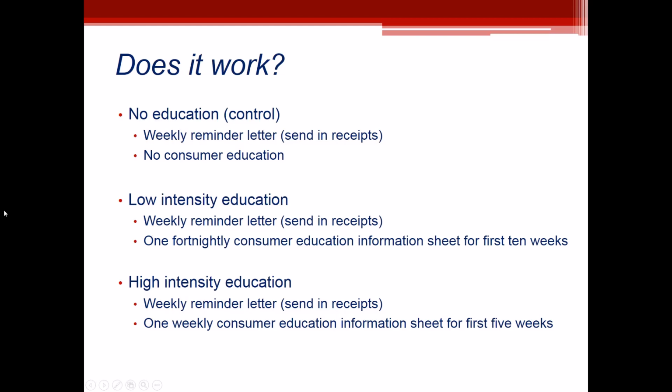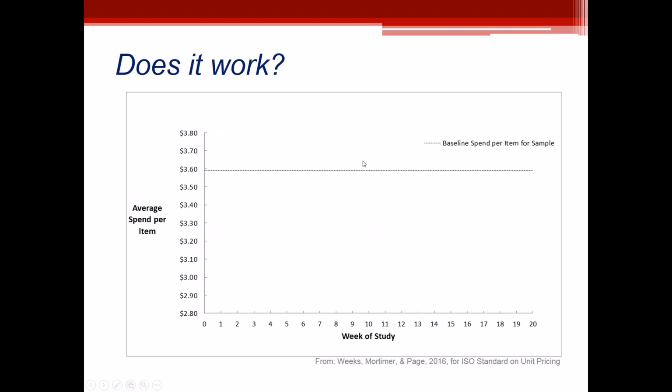These people got information about unit pricing every second week, because our thinking was that if we educate them quite gradually or quite slowly, we'd have long-lasting effects. And then there were people who got a high intensity of education, so weekly letters about using unit pricing and reminders of what unit pricing was. We found that the average amount spent on a grocery product across our sample was about $3.60. I think it was about $3.59 to be a bit more precise.